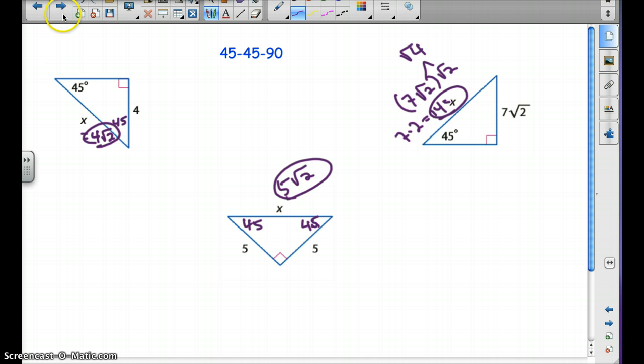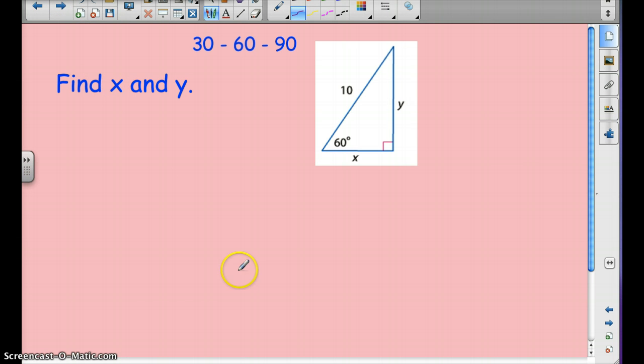Okay, that's the easy part. Now let's try the 30, 60, 90. Okay, so across from the 90 is going to be 2s, and I always like to label it just so it helps you memorize it. Across from the 60 is s square root of 3, and this is going to be 30, across from 30 is going to be s.